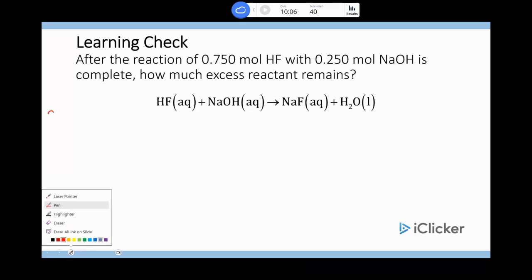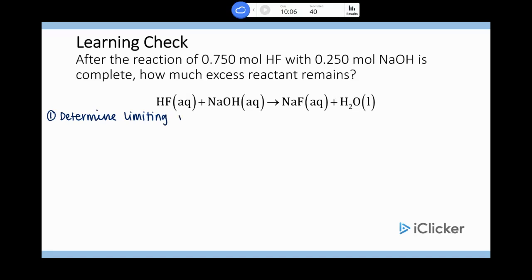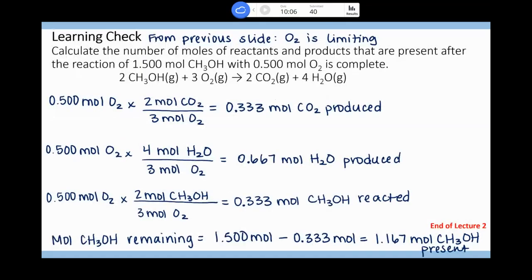So step 1, determine limiting reactant. So if we start with hydrofluoric acid, 0.750 moles of hydrofluoric acid are present, and we're going to use method 1 where we determine how many moles of one of the products is produced. You could select sodium fluoride or H2O, either is fine. Let's just do sodium fluoride.